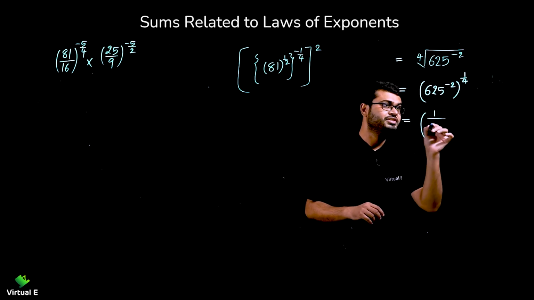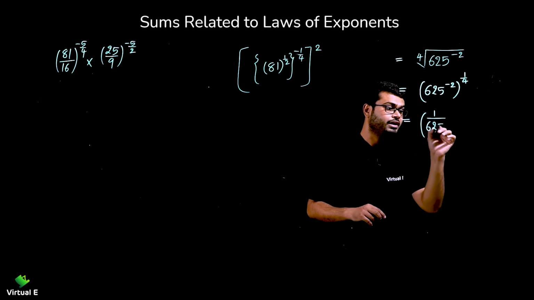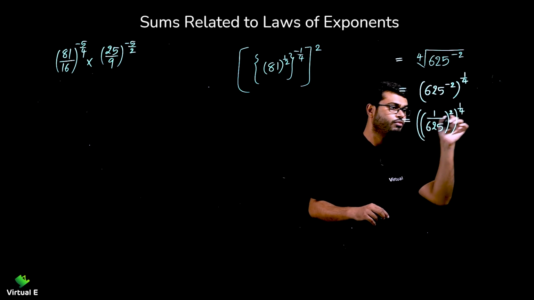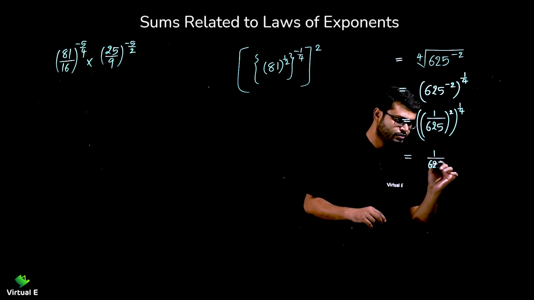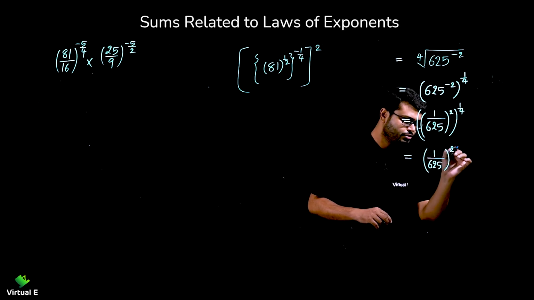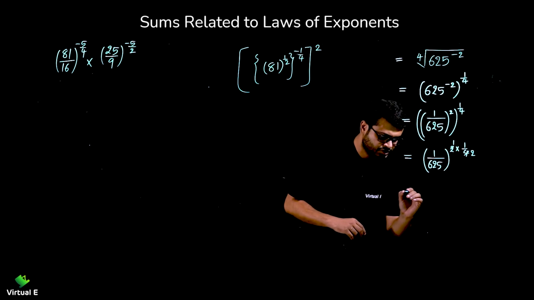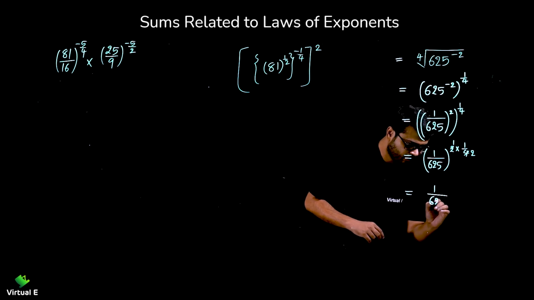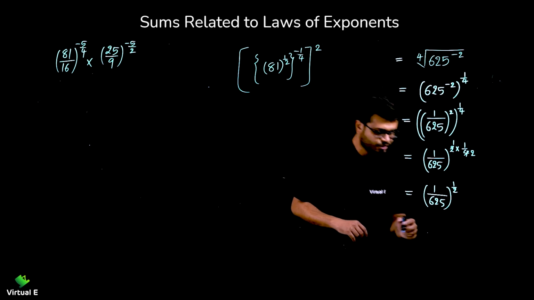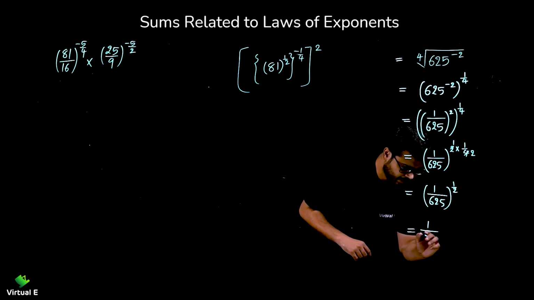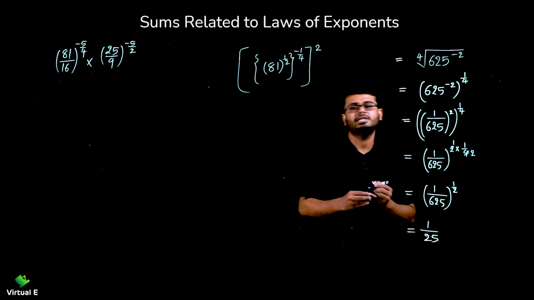So that will become the reciprocal of this, that is 1 upon 625 raised to 2, and the whole raised to 1 by 4, right? So here 1 by 625 raised to 2 multiplied by 1 by 4, 1 by 2. So 625 raised to 1 by 2, right? So the square root is basically what we are talking about. So that is 1 by 25, the answer.